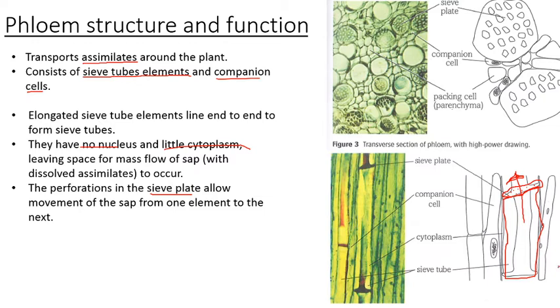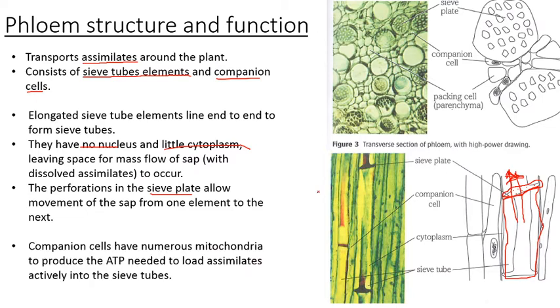So not completely hollowed like xylem, not completely dead like xylem, but very few cell parts, no nucleus certainly, very little cytoplasm. And at the end of each phloem cell, at the end of each sieve tube element, instead of a full cell wall, it's a perforated wall. So it's called a sieve plate, and it does allow the flow of sap, which would be just fluid with those assimilates dissolved within, across.